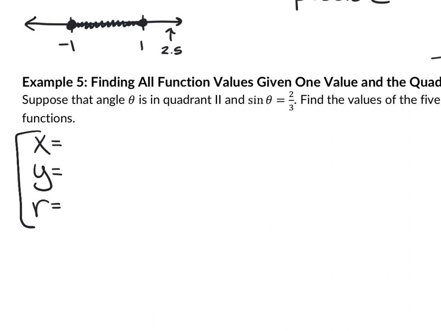It says that angle theta is in quadrant 2. Okay, that's important. We're going to hang on to that. And sine of theta is equal to 2/3. If this 2/3 represents sine, based on the definition, I know that this is the y value and that this is the r value. So I have a y equal to 2 and an r equal to 3. That's all I'm given though. We need to find the remaining value.